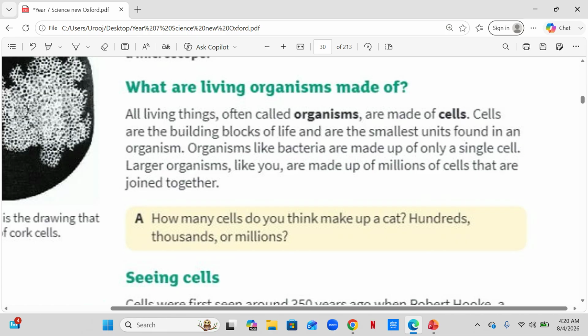So, what does it mean? That without cells, there would be no plants, no animals, no humans, no life. Imagine.